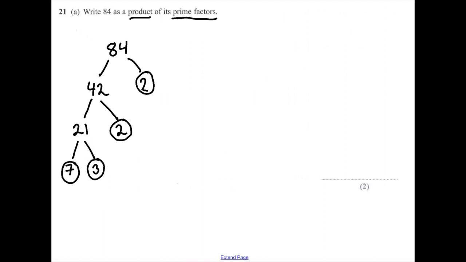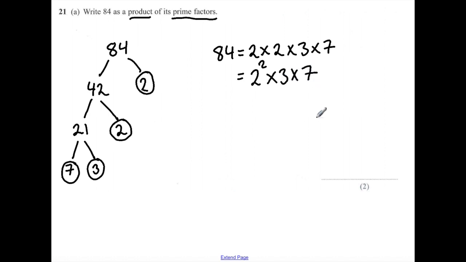So the prime factors of 84 are, let me put it over here, 2 times 2 times 3 times 7, which can be rewritten as 2 raised to the power of 2 times 3 times 7. So I'm just going to put the final answer here. So it's 2 raised to the power of 2 times 3 times 7.